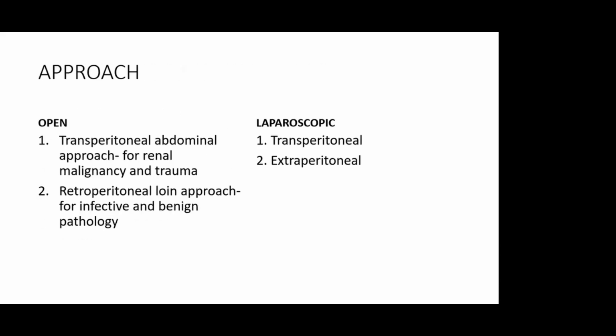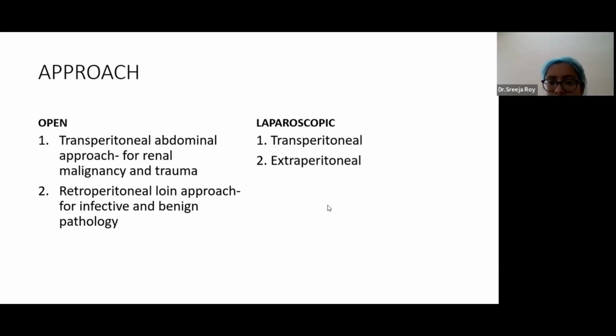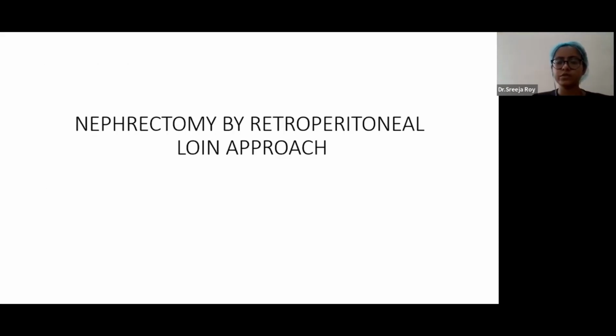So we can go for a nephrectomy in open and also in laparoscopic approach. In both cases, we have transperitoneal and retroperitoneal approach. For open transperitoneal abdominal approach, it is used for renal malignancy and trauma. Retroperitoneal loin approach is used for infective and benign pathology. So first we would like to discuss the nephrectomy by retroperitoneal loin approach.